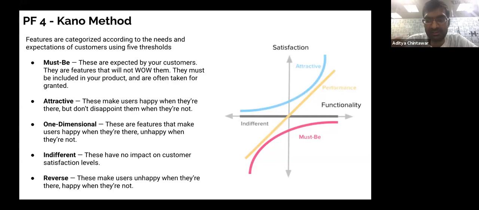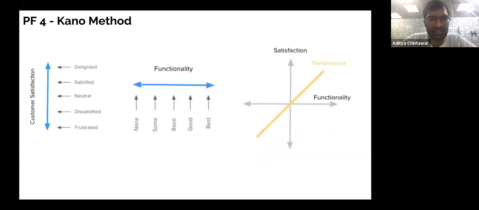Probably I'll go and break the graph down one by one. So the horizontal axis is the functionality. The right side is obviously the most positive, it's the best, and the left side is none. I mean, the functionality is you're just not giving any feature to the user. The y-axis is the satisfaction. If you're able to give something which delights the customer or makes him satisfied, now that's on the real high scale. And something which is below is actually frustrating to the user, right?